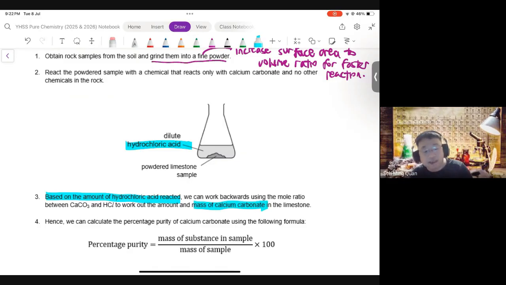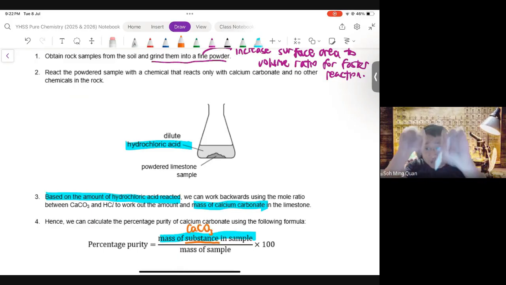Once you have worked out the mass of calcium carbonate in the sample, to find the percentage purity of calcium carbonate, all we need to do is to take the mass of calcium carbonate. So in this case, the substance I'm talking about is calcium carbonate. We take the mass of calcium carbonate in this example divided by the mass of the whole rock times 100. This will tell us how many percent of the rock was actually calcium carbonate.